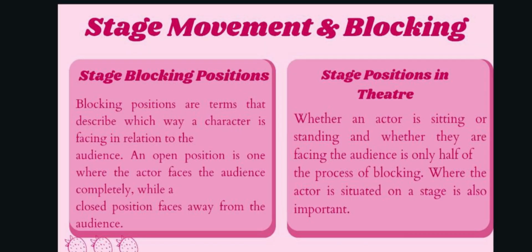Now let's talk about the stage blocking positions. These positions indicate how an actor is facing the audience. An open position means the actor is facing the audience, making expressions visible. A closed position is when the actor turns away from the audience, often used for dramatic or narrative effect.